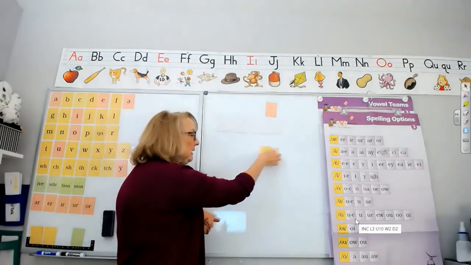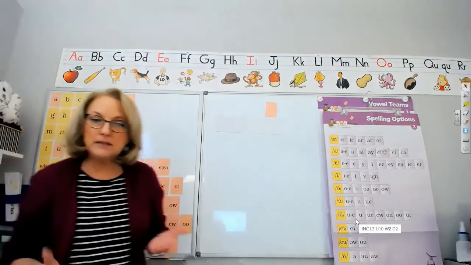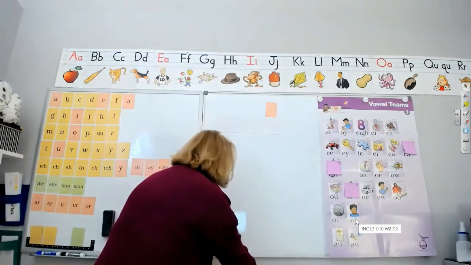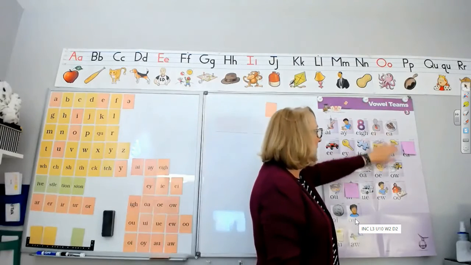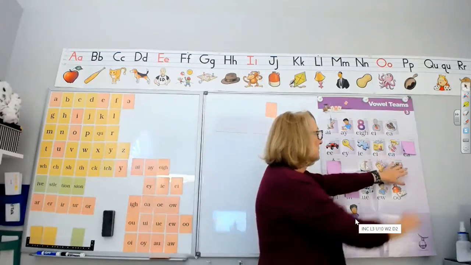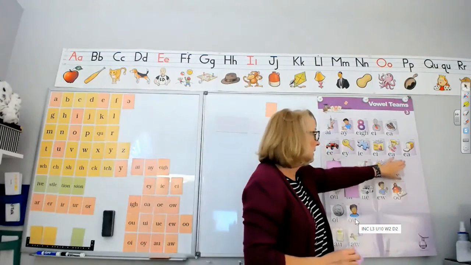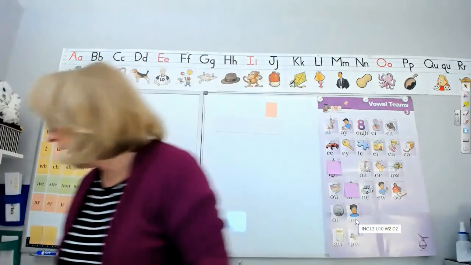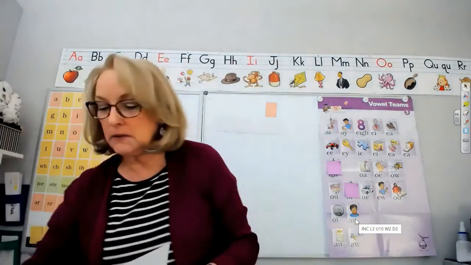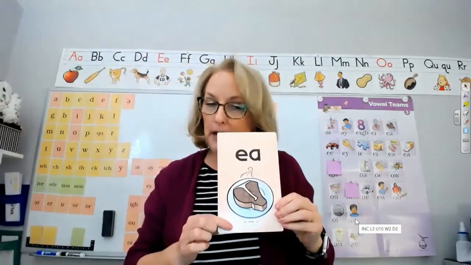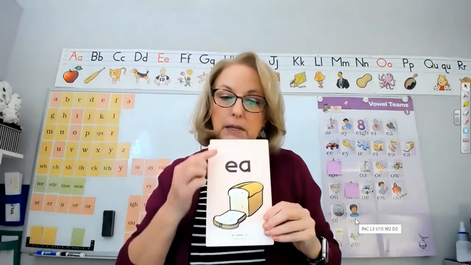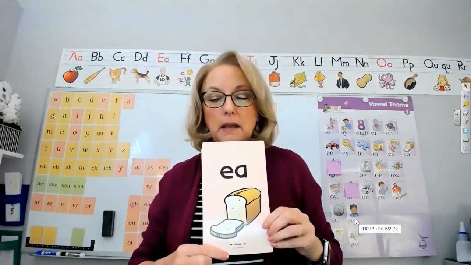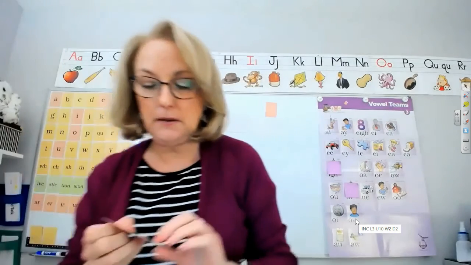So now, E-A. E-A has a third sound. Let's look at that now. We have learned that E-A can say A, like steak, or E, like eat. And now we're going to learn that it can say a short E sound, like in bread. E-A, bread. So let's look at our loud sound cards. Here's the E-A, steak, A, that you learned. And now, E-A, bread. Go ahead and say that. E-A, bread. Good job.